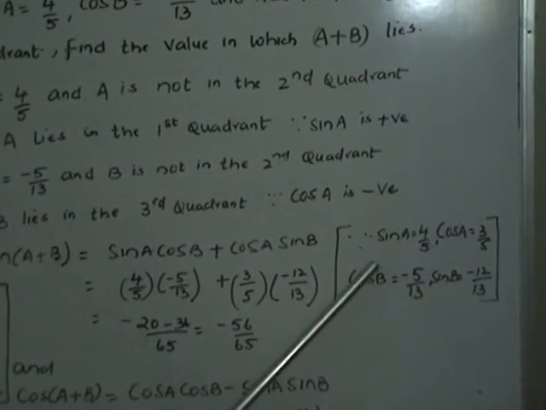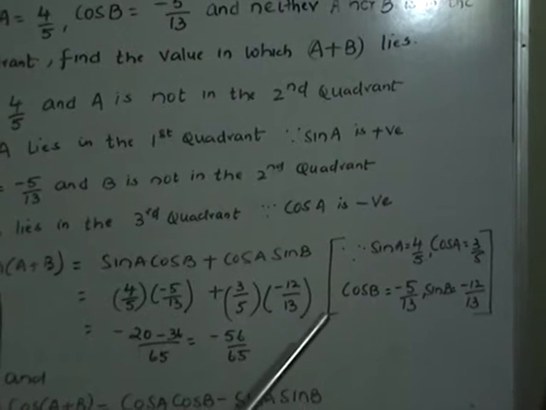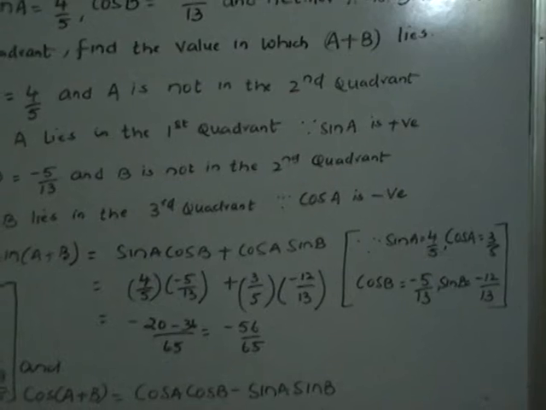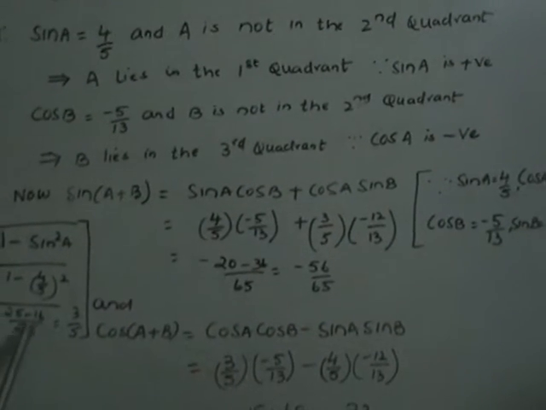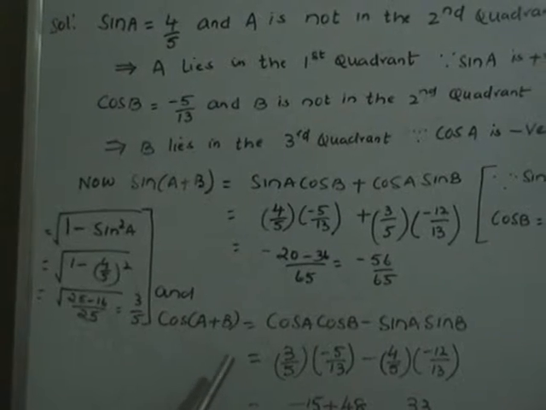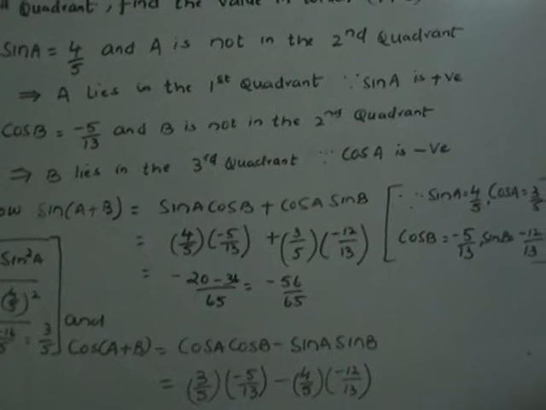How did we get cos A? Sin A is 4 by 5, therefore cos A is nothing but root over 1 minus sin square A, which is root over 1 minus (4 by 5) whole square, which is root over 9 by 25, which is 3 by 5. Similarly, cos B is minus 5 by 13, therefore sin B is minus 12 by 13.